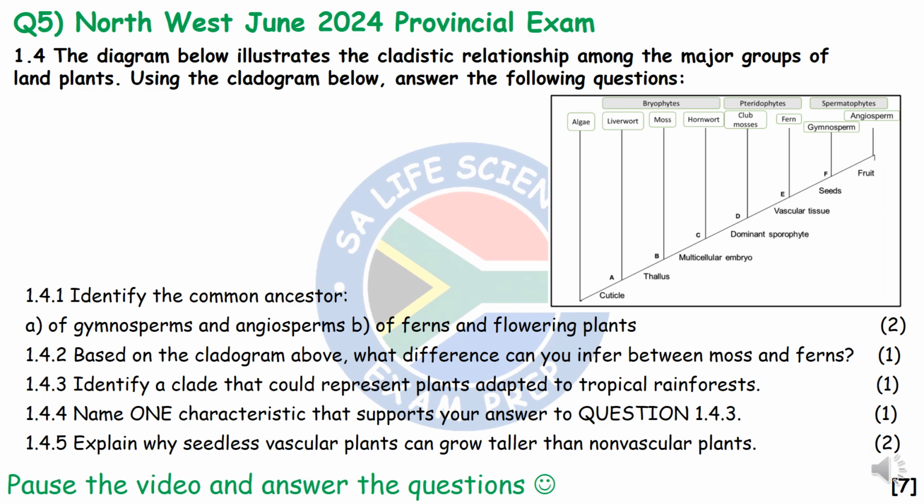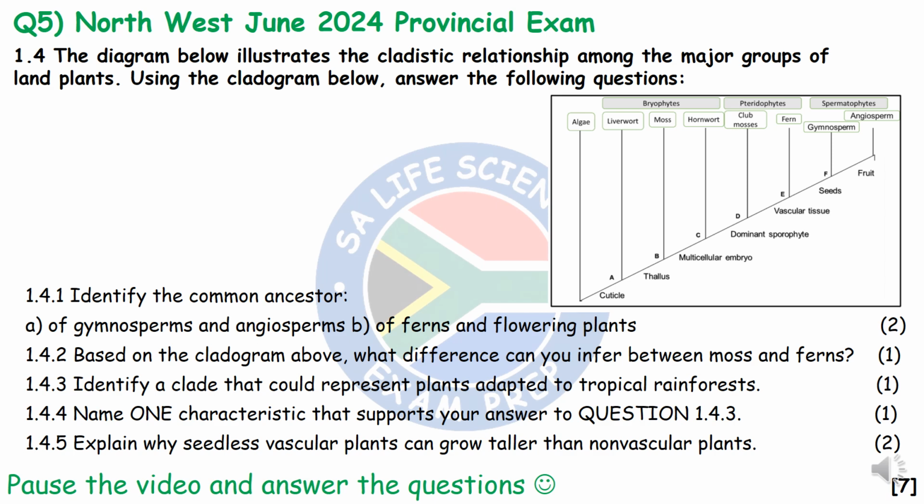Question 1.4 says that the diagram below illustrates the cladistic relationship among the major groups of land plants. Using the cladogram below, answer the following questions. So on the cladogram, we can see the evolution of different features. At the bottom, we first see the evolution of a cuticle, then we see the evolution of a thallus, then a multicellular embryo, a dominant sporophyte, vascular tissue, seeds, and then fruit.